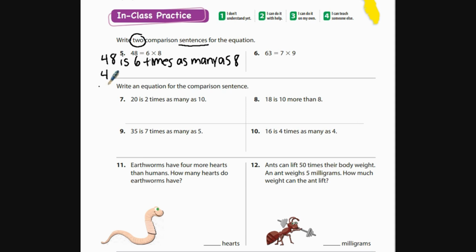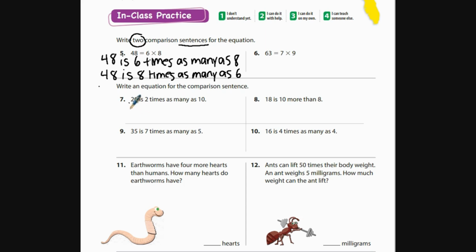Switch the numbers around. So 48 stays the same, is stays the same, but now instead of 6, we're going to flop the numbers. 8. So 48 is 8 times as many as 6. Good job. Right?